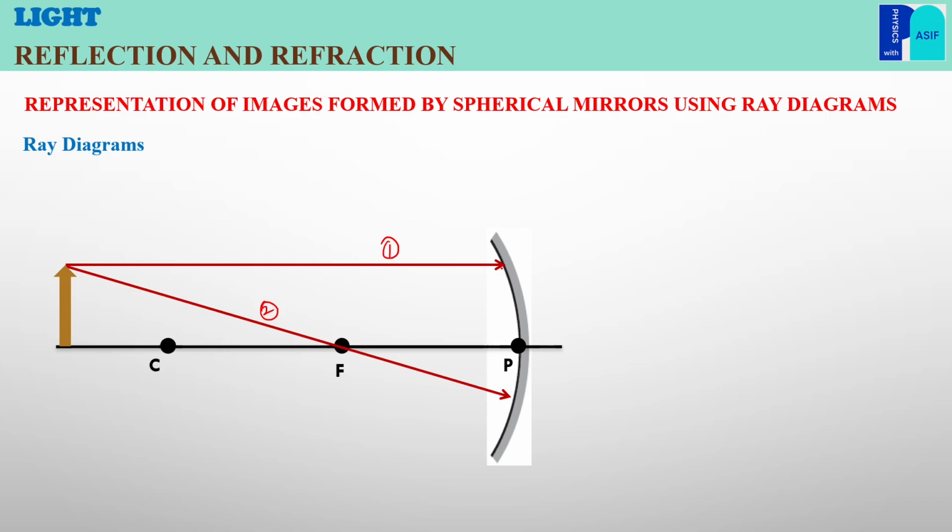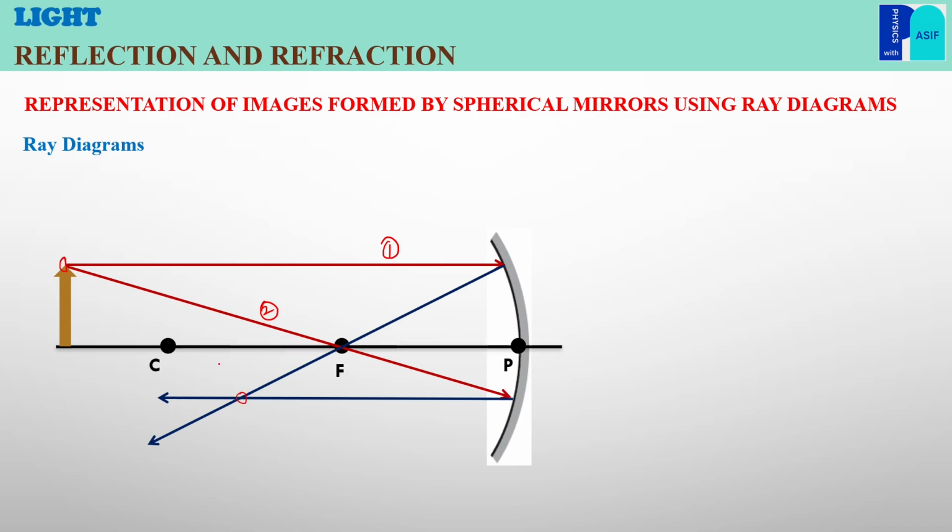So the first ray, after reflection, has to go through the principal focus, and the second ray travels parallel to the principal axis. So these two rays meet at a certain point in between C and F. So this point is the image point for the object point that is here.